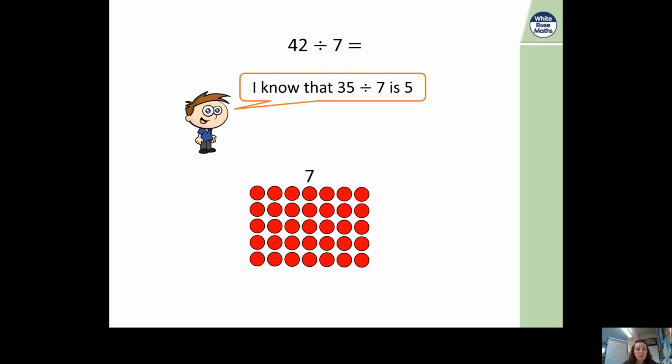So here we've got 7 times 5, which is 35. If we add another 7, that equals 42. So this time we've actually got 6 rows. So 42 divided into groups of 7 equals 6.